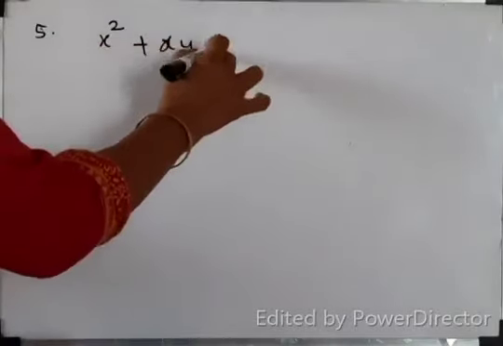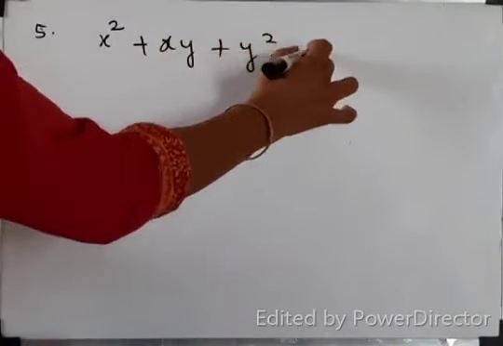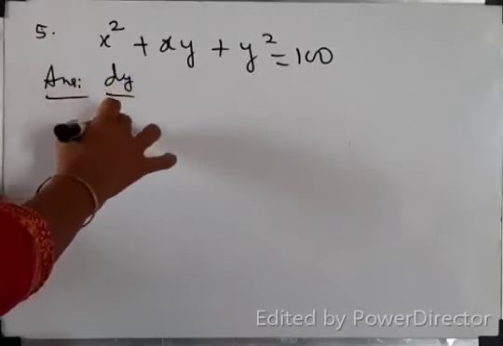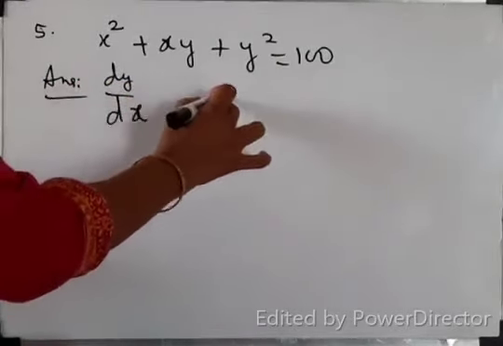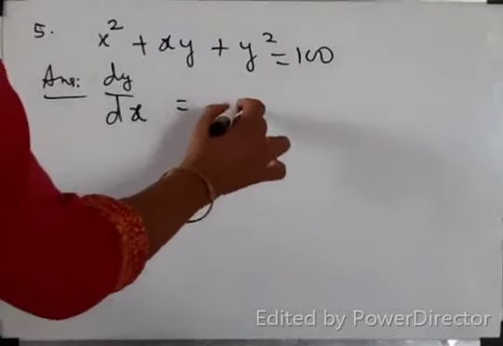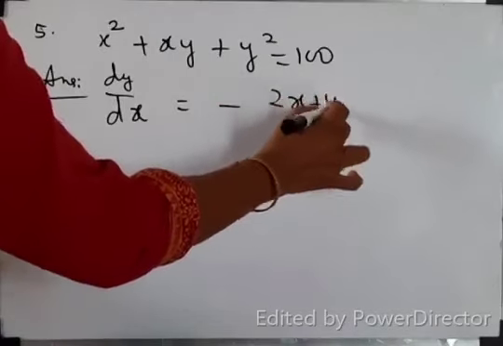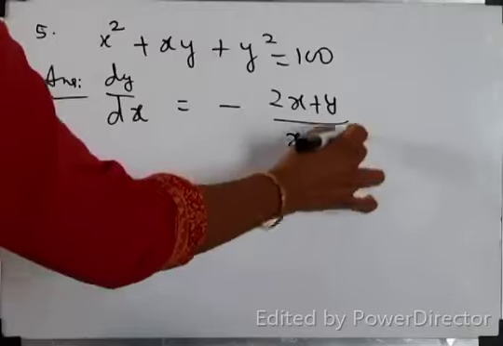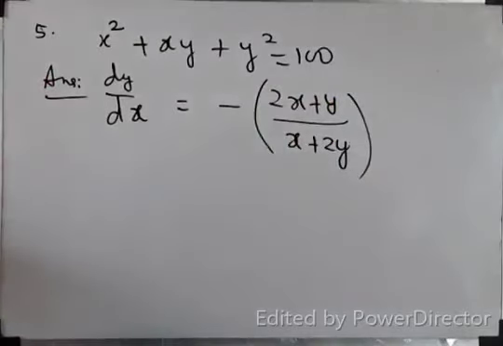Fifth sum. What is my fifth sum? x squared plus xy plus y squared equal to 100. Answer for this: dy by dx equal to minus (2x plus y) by (x plus 2y). This is my answer.